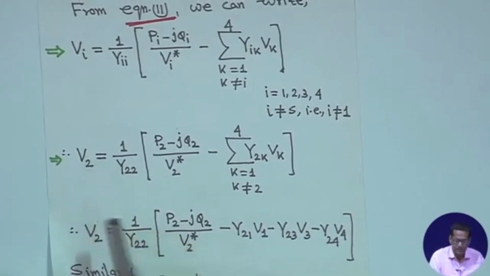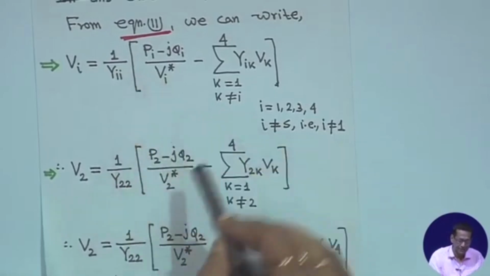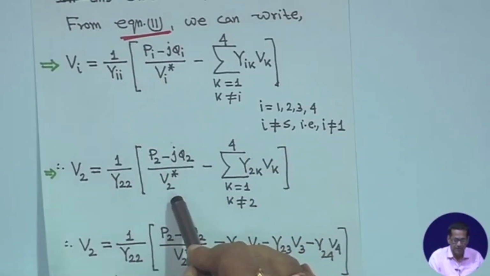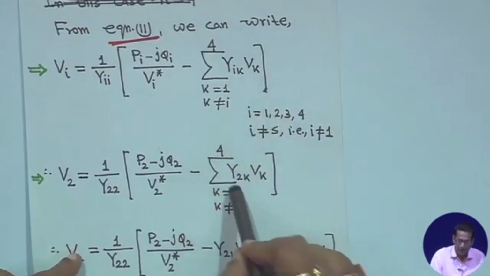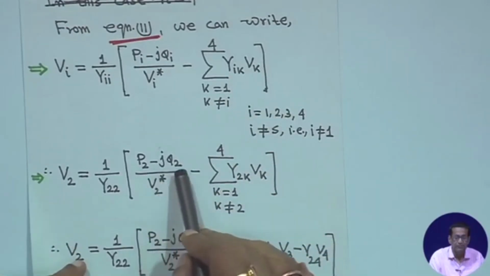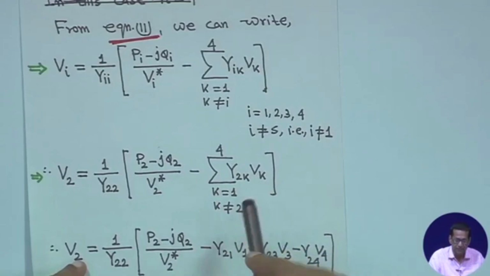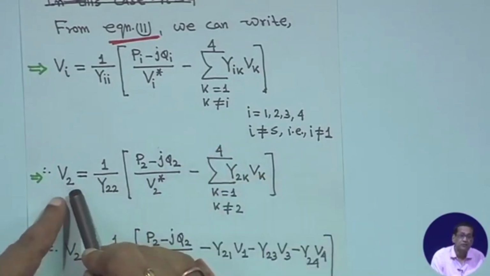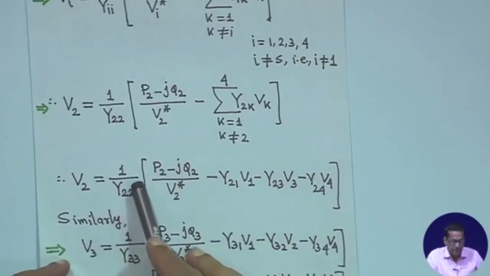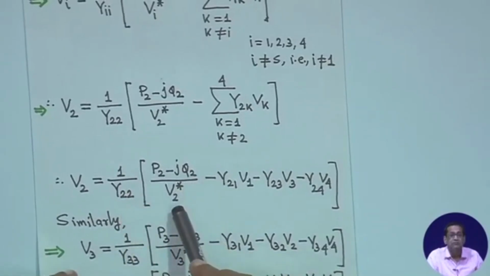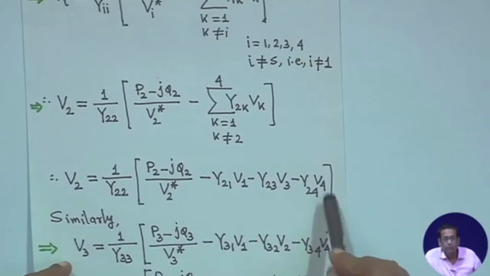So V_2, that is when i is equal to 2, is equal to 1 upon Y_22, (P_2 minus jQ_2) upon V_2 conjugate, minus sigma Y_2k V_k, k not equal to 2. If you expand this, V_2 becomes 1 upon Y_22, (P_2 minus jQ_2) upon V_2 conjugate, minus Y_21 V_1 minus Y_23 V_3 minus Y_24 V_4.